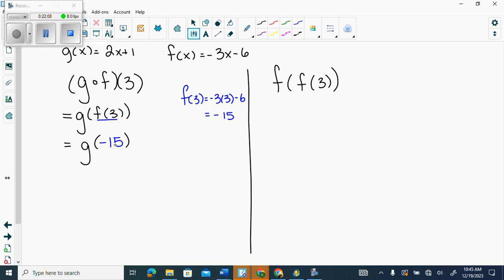Negative 15 into the g. So I'm going to get 2 times negative 15 plus 1, which is negative 30 plus 1, which is negative 29. And that is my answer.